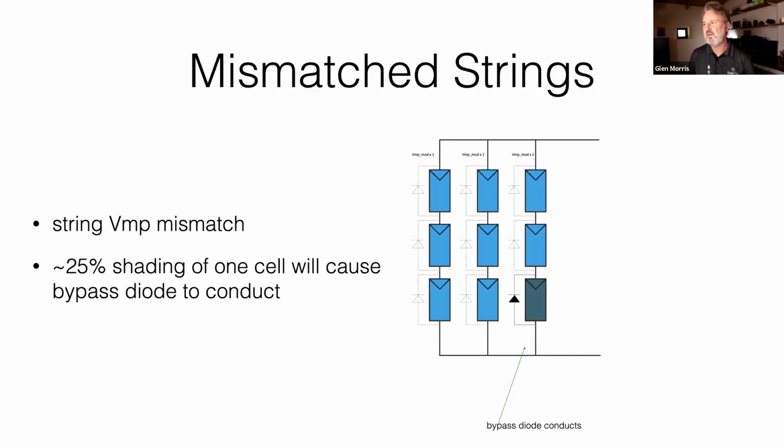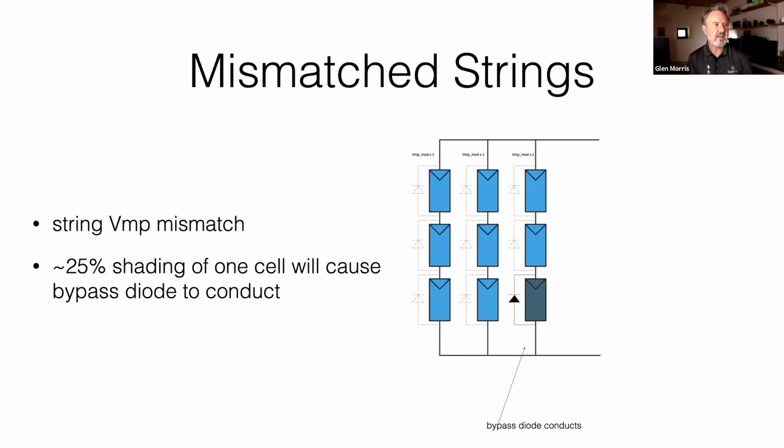Therefore, it's generally a very bad idea to combine in one string panels of different technologies, such as mono and poly, and different current or power levels. But it is possible, and there are some products that allow this to happen. We'll talk about this in later webinars. I've been saying that a lot, but this is an introductory phase. We'll talk about module level power electronics and how they can be used to overcome some of these shortcomings.